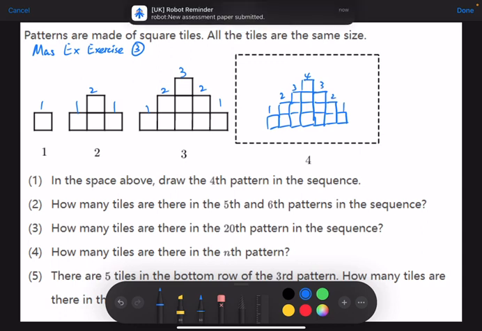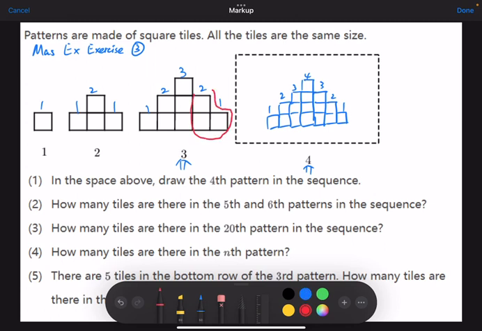And then question number 2, how many tiles are there in the 5th and 6th patterns in the sequence? So for the 5th pattern, it will be 1, 2, 3, 4, 5, 4, 3, 2, 1, which will be... So if you look at the 3rd pattern and the 4th pattern, since we have the diagram here, I can move this part. Let me change it to red color. I can move this part on the right, so the 2, 1, to the other side, okay, and make this irregular shape, this pyramid shape.